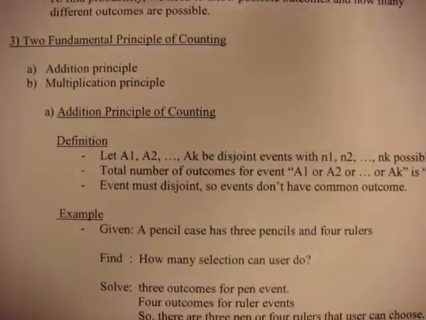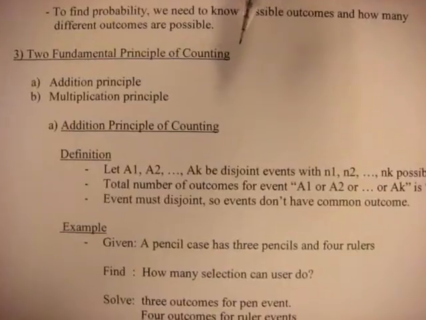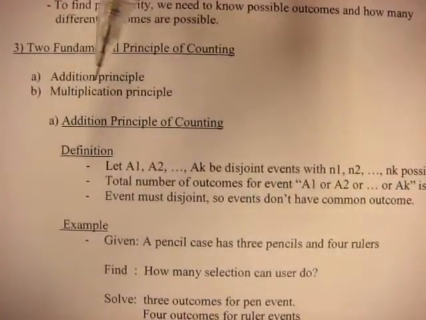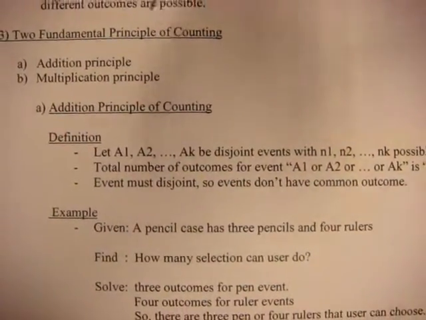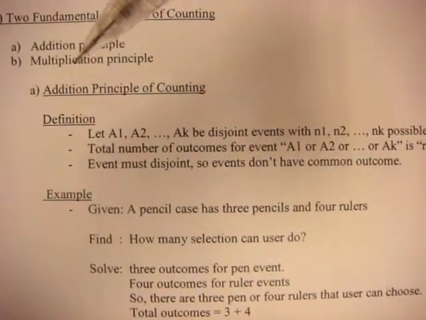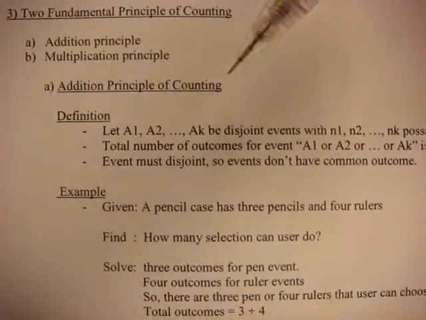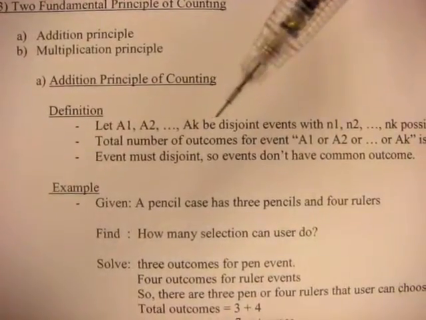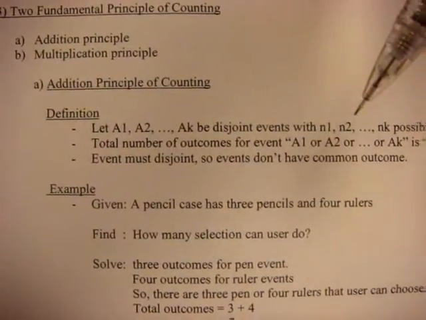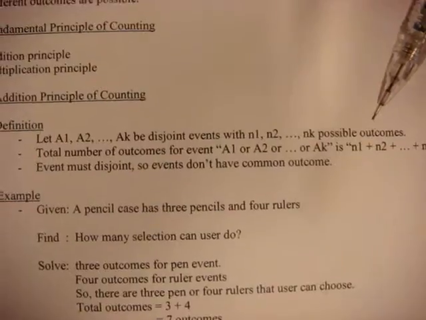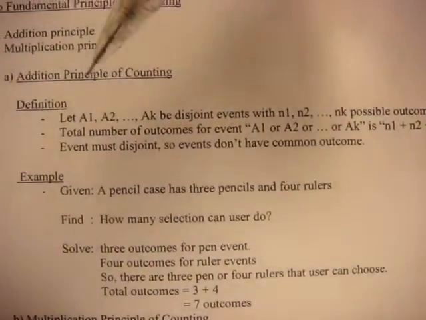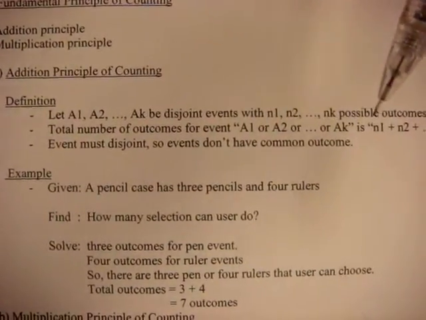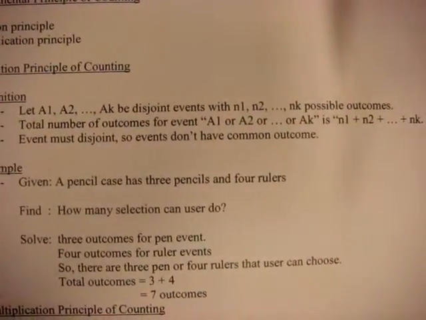Thirdly, there are two fundamental principles of counting. The first principle is the addition principle. The second principle is the multiplication principle. I will talk about the first one, that is the addition principle of counting. The definition is: we let A1, A2, ..., AK be disjoint events with N1, N2, ..., NK as the possible outcomes. The total number of outcomes for event A1 or A2 or ... or AK is N1 plus N2 until NK.